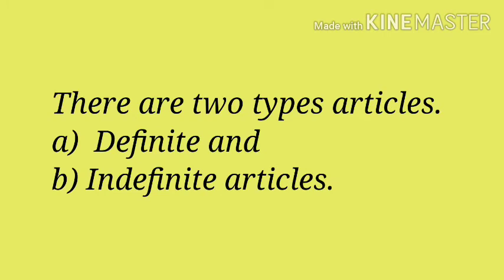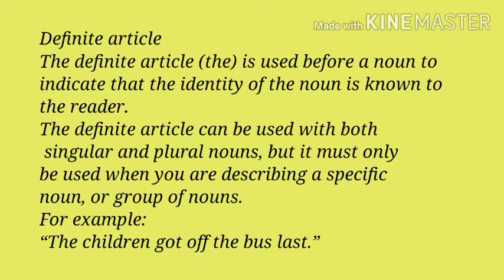Now let's study types of articles. There are two types of articles: definite articles and indefinite articles. Now, what are definite articles? The definite article the is used before a noun to indicate that the identity of the noun is known to the reader. The definite article can be used with both singular and plural nouns, but it must only be used when you are describing a specific noun or group of nouns. For example, the children got off the bus last.